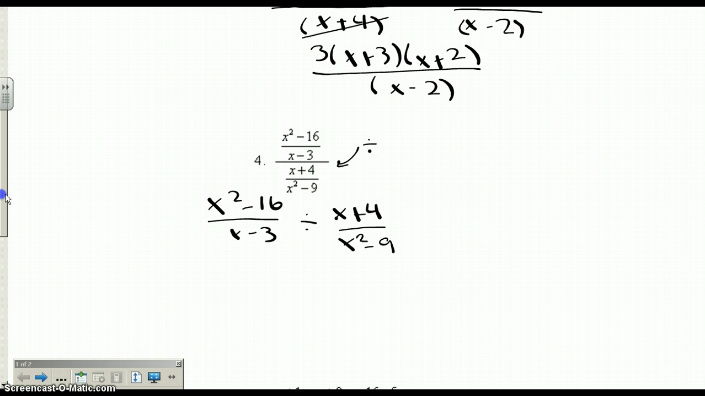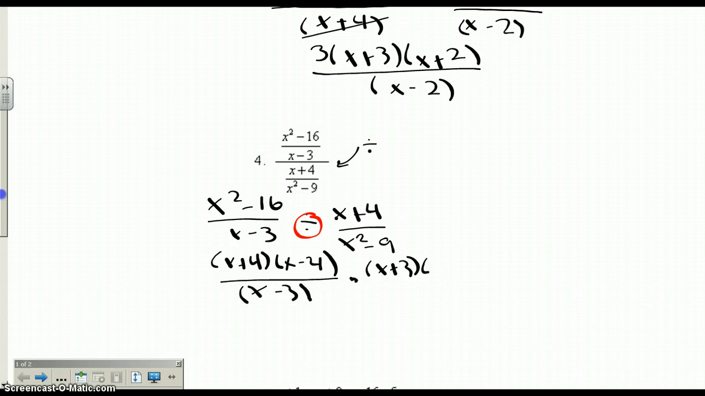Remember that division is the same as multiplying by the reciprocal. So I'm going to get x plus 4, x minus 4, all over x minus 3, and then multiply by the reciprocal, x plus 3, x minus 3, all over x plus 4. And now just like the problem before, anything in the numerator can now simplify out with anything in the denominator because they're common fractions. So we have x minus 3, x minus 3. The x plus 4s simplify out, and then we multiply across. You can leave it in factored form, so my final answer is x minus 4, x plus 3.